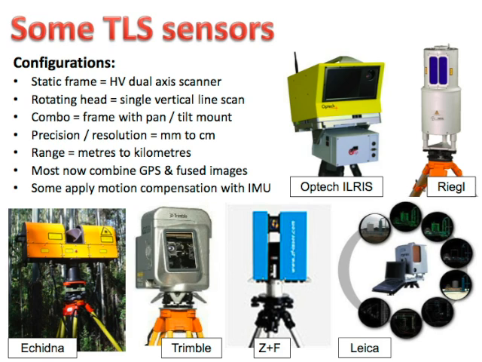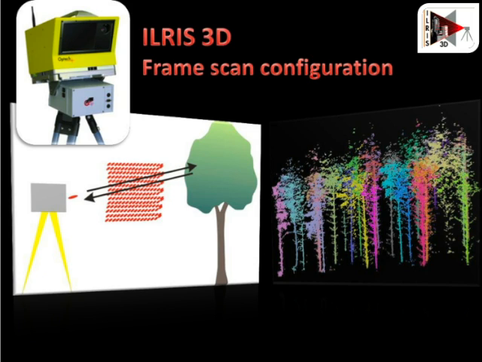Anyway, they're both very different sensors. The Optec is a frame-based system, the echidna is a hemispherical system. And so what I'm going to do is look at both of these systems a little bit and do a little bit of a comparison of their attributes.